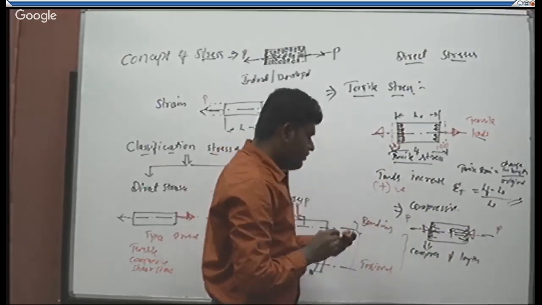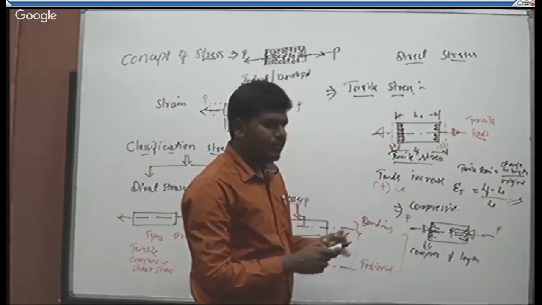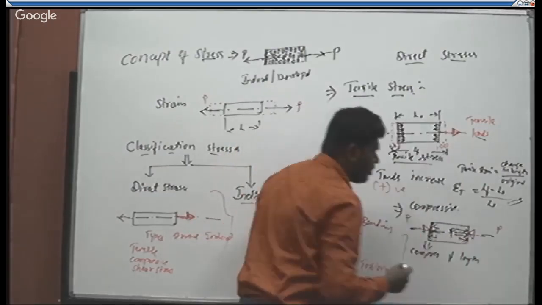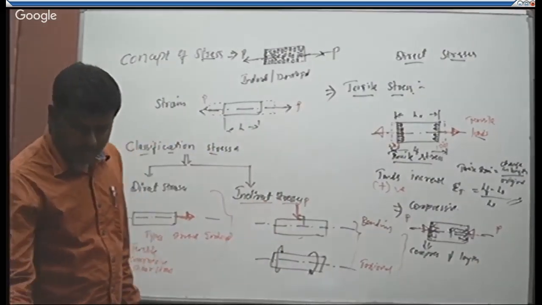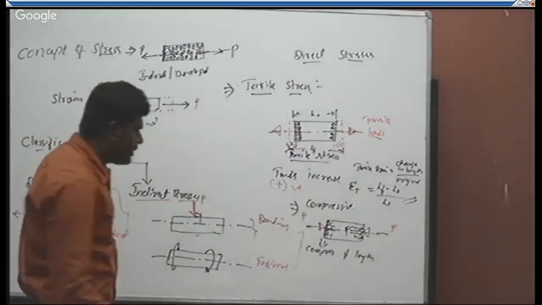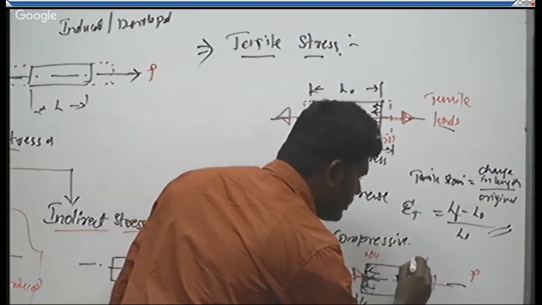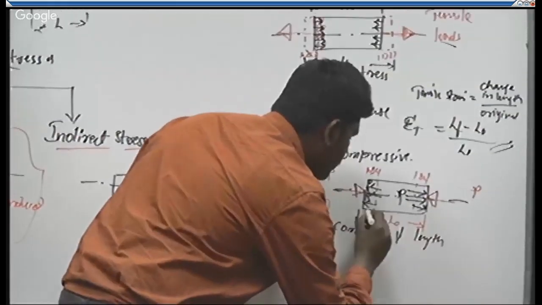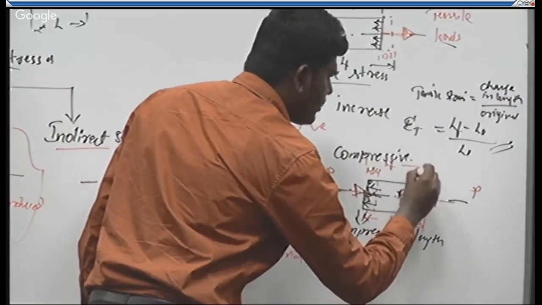In a similar way, when we take the compressive strain, due to the action of these compressive loads, the body is going to shorten its length, or it gets compressed, or it gets squeezed. The length becomes shorter. So this is the change of length that has occurred. This is the original length before it was loaded, and this is the final length after loading.